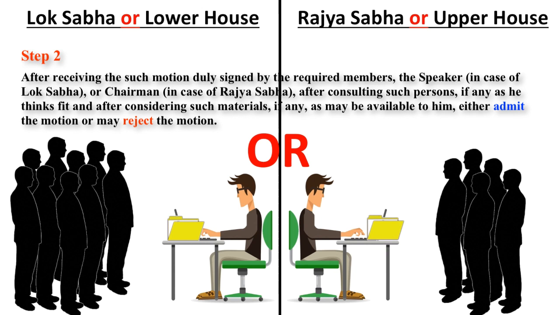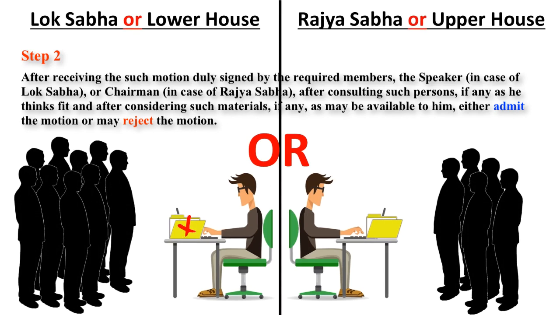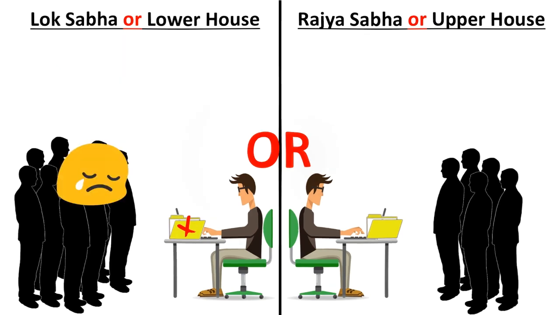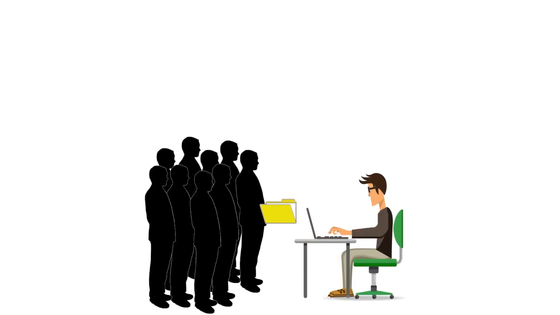As you can see in step 2, if the removal motion is introduced in Lok Sabha or Rajya Sabha, then the Speaker or Chairman, as the case may be, can either admit the motion or reject the motion. If he rejects the motion, the story ends here, no further discussion at all. However, if the motion is admitted, then the process will go to the next step.